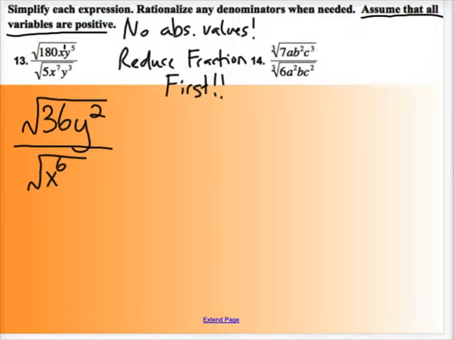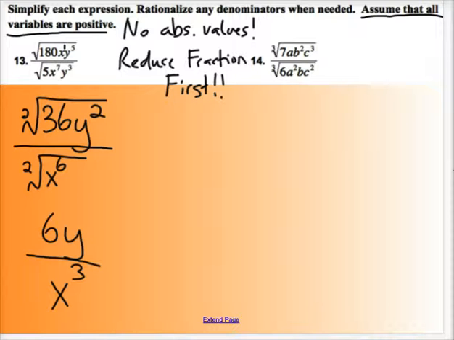So notice just how much nicer this is already, because I know the square root of 36. That is the number 6. The square root of y squared, well, 2 goes into 2 once, so I get a y. Then on the bottom, 2 goes into 6 3 times, so I get an x cubed on the bottom. And again, because I get to make that assumption that variables are positive, I can just leave it at that. I don't need to worry about my absolute values anymore.